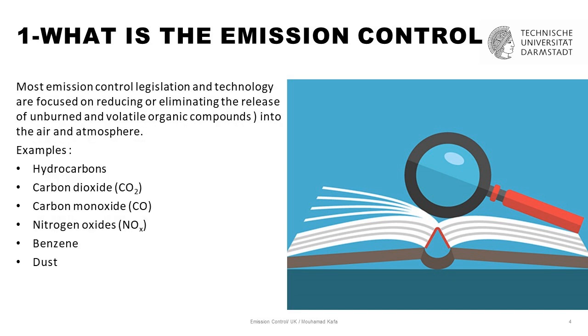Most emission control legislation and technology are focused on reducing or eliminating the release of unburned and volatile organic compounds into the air and atmosphere, like hydrocarbons, carbon dioxide, carbon monoxide, nitrogen oxides, benzene, and dust.